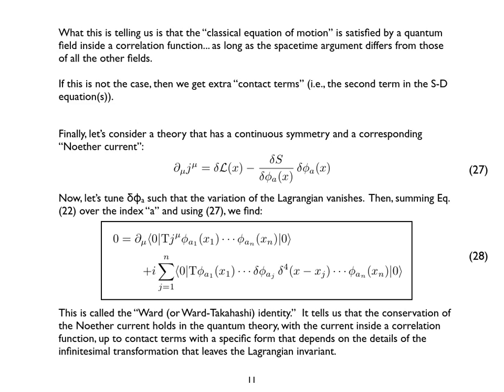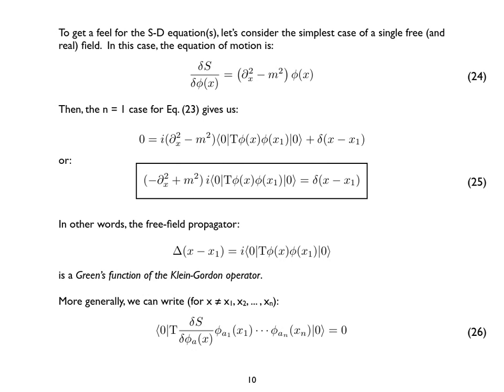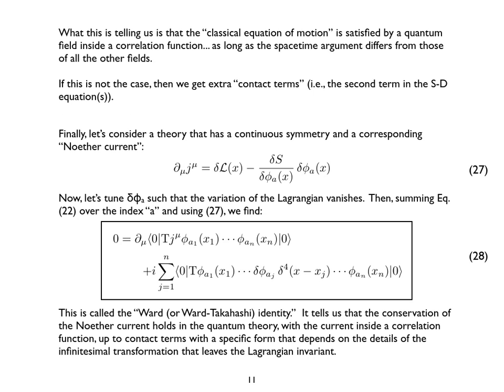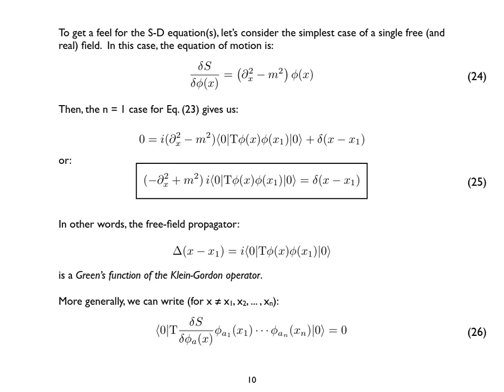It differs from those of all other fields, right? So it's telling us what? That the classical equation of motion is satisfied, right? The classical equation of motion is satisfied by a quantum field inside a correlation function as long as the space-time argument differs. We know that the other fields in general aren't zero, right? So it's telling me that the equations of motion are satisfied. That makes sense, what I'm saying?